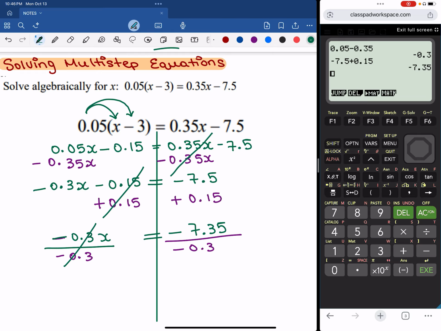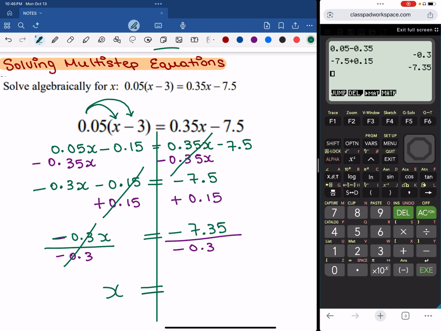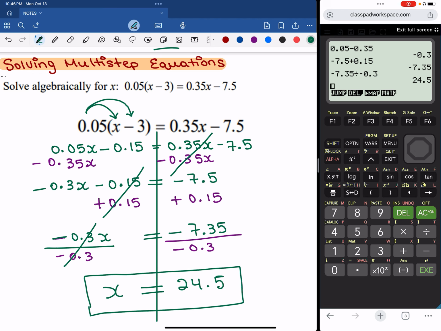This is going to cancel out, and I'll be left with x is equal to negative 7.35 divided by negative 0.3, which should be 24.5. Yes. So 24.5, and that's the final answer. x is equal to 24.5.